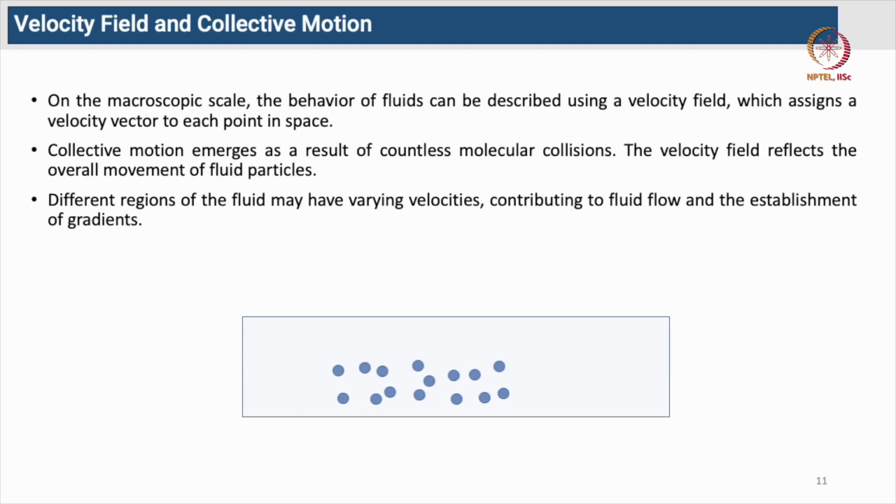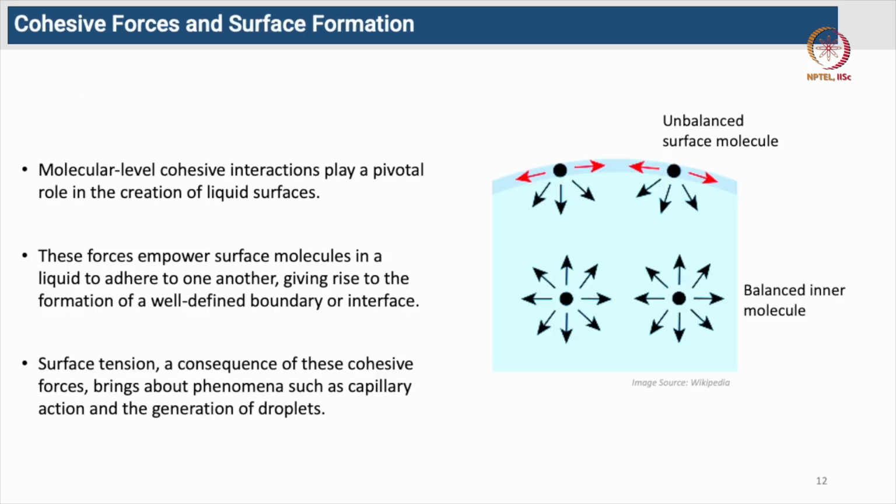Similarly, for velocity on a macroscopic scale, the fluid velocity can be defined using a velocity field. It's typically the Eulerian representation, and there are vectors at each point in space, which vary with time. The collective motion emerges out of molecular collisions. The velocity field reflects the overall movement of these fluid particles. Different regions can have different velocities, so there can be spatial gradients of velocities, and there can be temporal and spatial variations of velocities in all four dimensions.